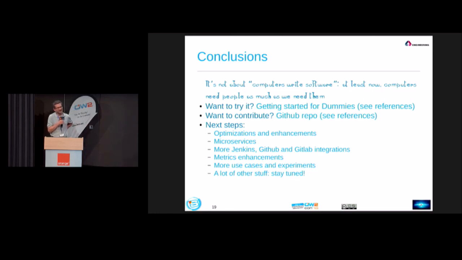And now we have several steps that we want to achieve in the remainder of the project: optimizing the source code, exposing STAMP functionalities as microservices, and adding more integration with GitHub, GitLab, Jenkins, and so on.